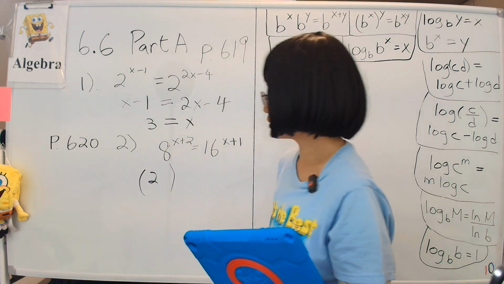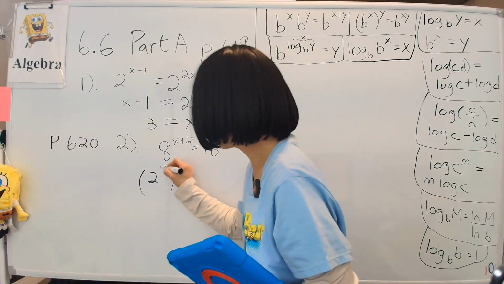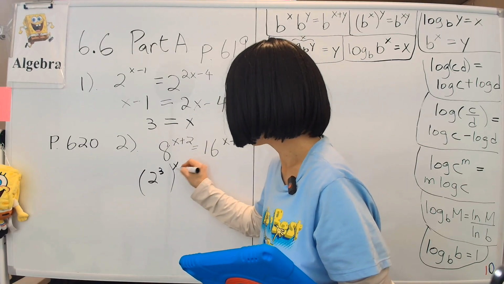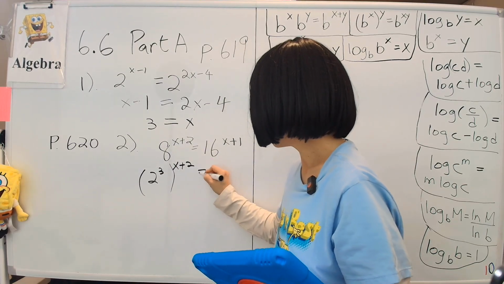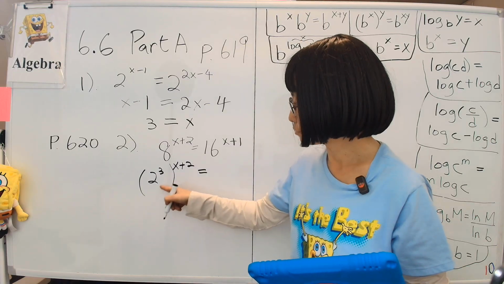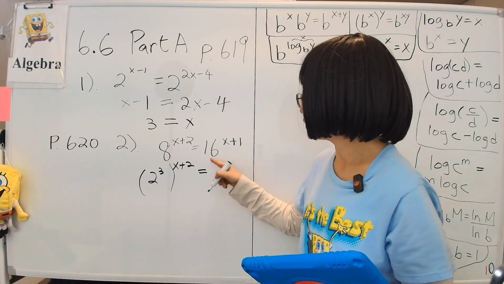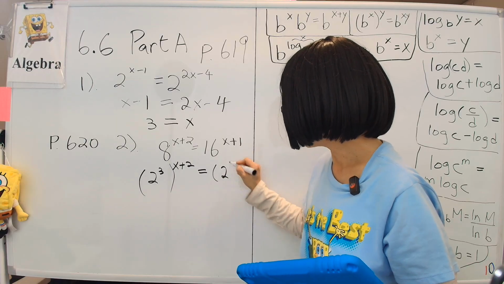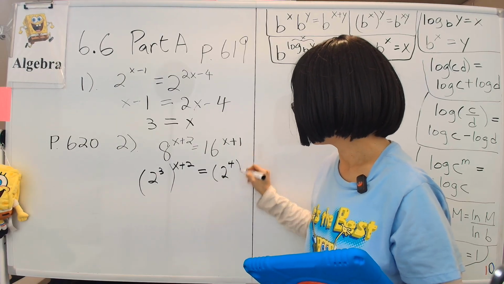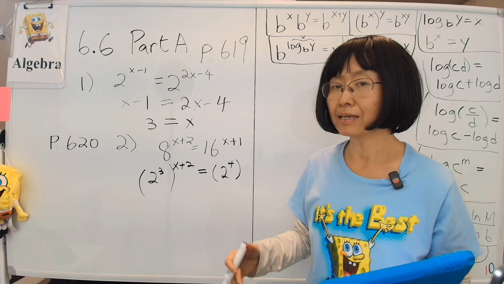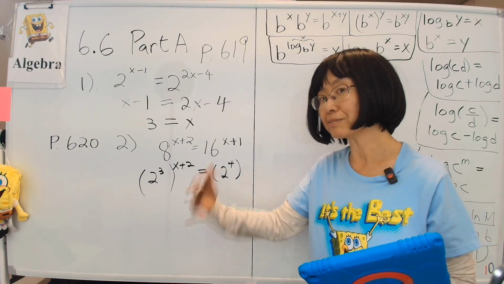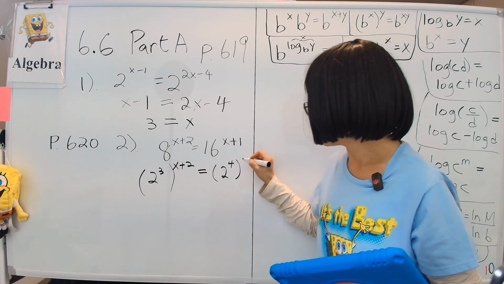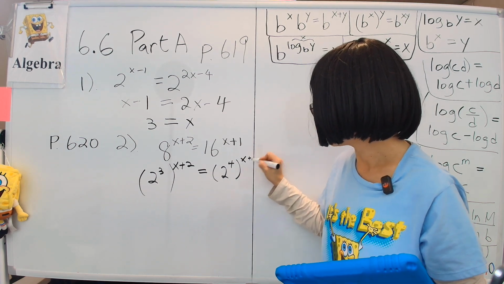8 is 2 times 2 times 2, there are 3 of them multiplied, and the whole thing is being raised to x plus 2. This is important to keep track of. Similarly, 16 is 2 to the power 4, because 2 times 2 is 4, times 2 is 8, times 2 is 16. So there are 4 of them multiplied together to make 16, and that is raised to the power x plus 1.